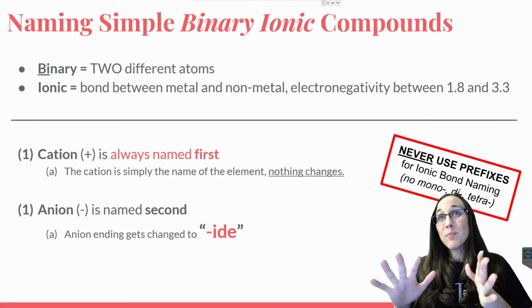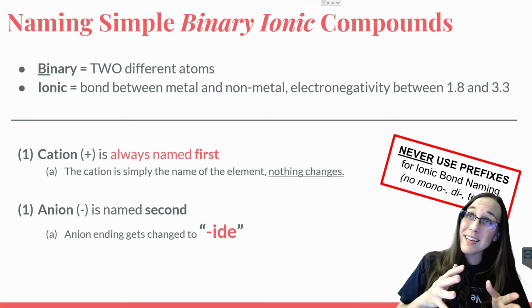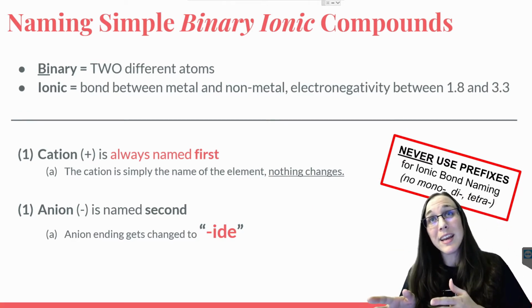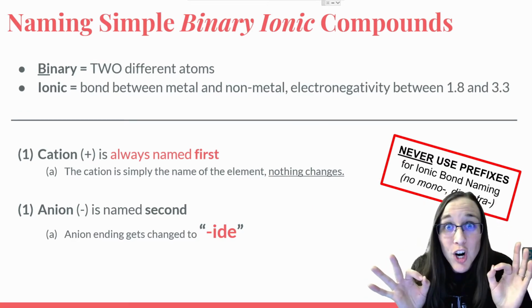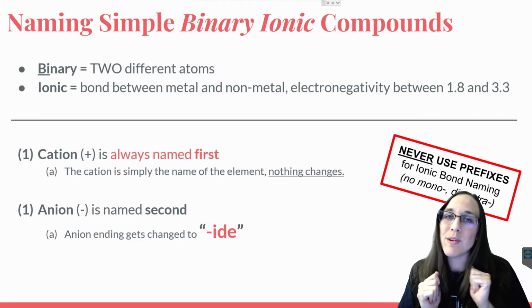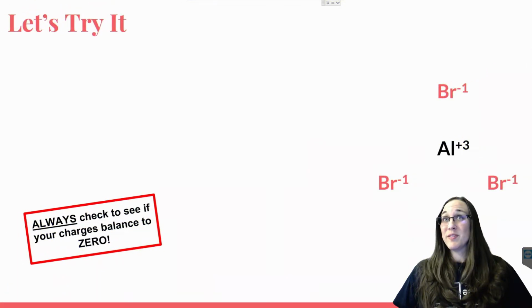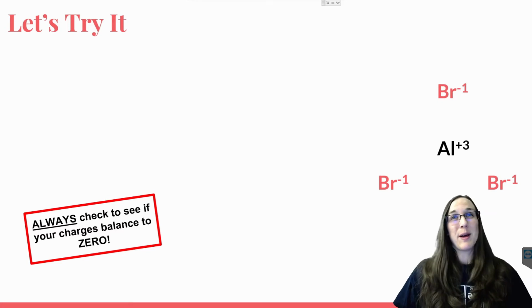So if you have prefixes, it's covalent bond naming. If you have ionic bond naming, you will never, ever, ever see a prefix. Let's see if you understood the previous steps. They're pretty simple. That's why they're called simple binary compounds.